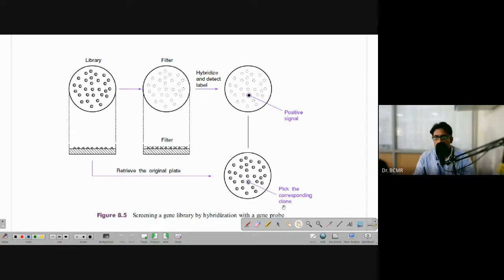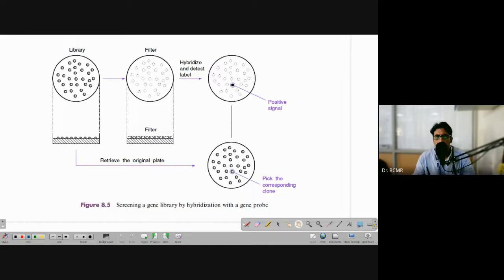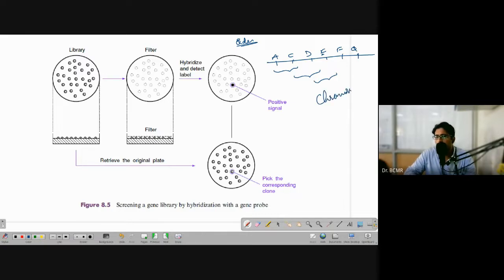We have already seen this, but what we have put here is that sometimes the goal is to put the gene library in order. That means, for example, A, C, D, E, F, Q. This is the order of the genes on a chromosome. How can we figure out that A is beside C, and C is beside D, and so on? It is something like chromosome mapping.